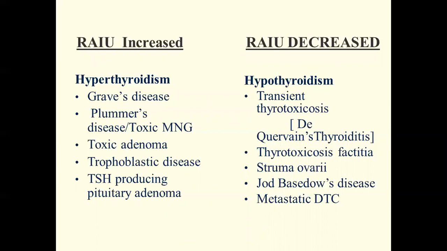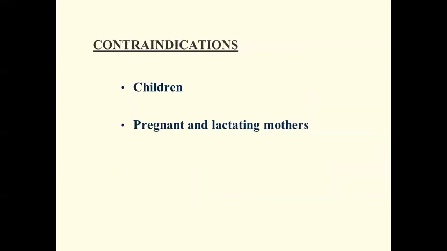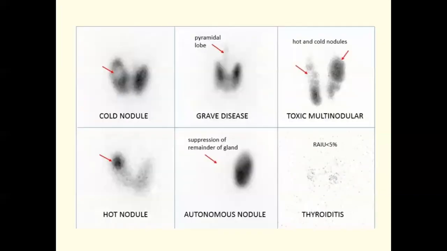Then other conditions include struma ovarii, where the thyroid tissue is in the ovarian tumor, and the gland as such shows decreased uptake. Thyrotoxicosis factitia, again, the gland is normal, it shows decreased uptake. In metastatic differentiated thyroid cancer, surgery may have already been done, and a total thyroidectomy is done. So it is the metastatic site which shows uptake, so the gland uptake is not there. Now the contraindication of radioiodine scan is basically in children, pregnant women, and lactating mothers.